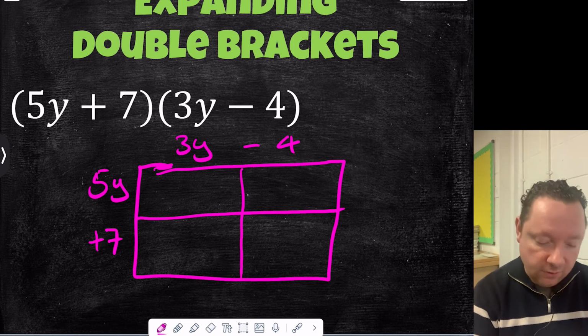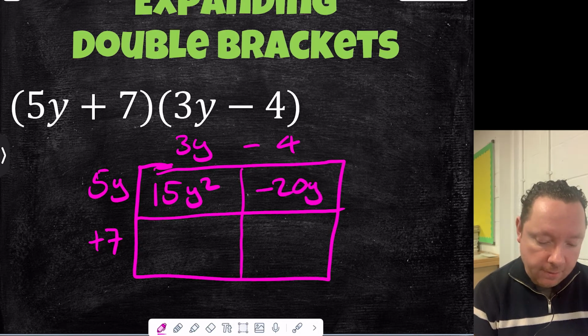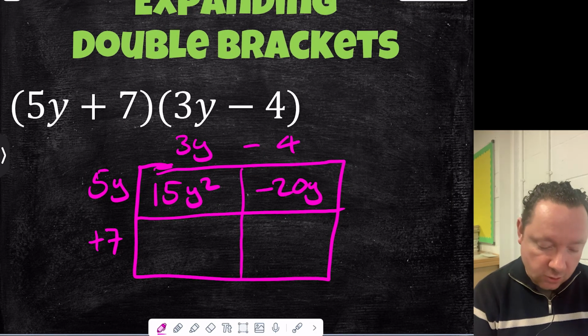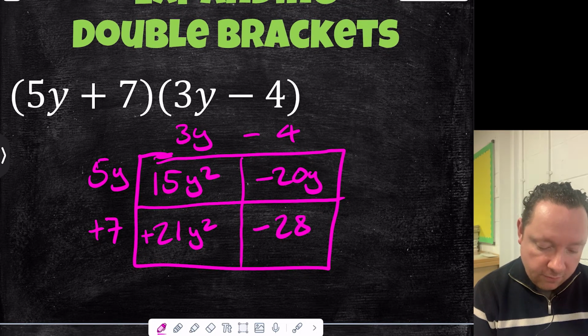5 times 3 is 15y squared. 5 times 4 is 20, so minus 20y. 7 times 3 is 21, so 21y squared. I'll put the sign on it, plus. And then 7 fours is 28, but it's minus 28. So now my final answer is 15y squared.